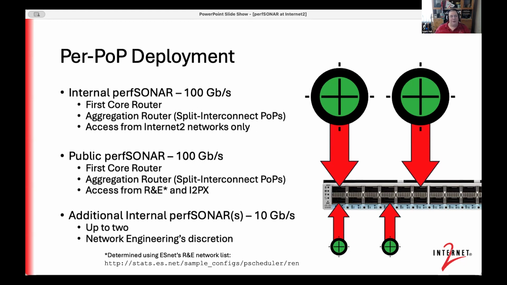Access to those is very limited to select Internet2 networks only, so it is truly internal use. The public perfSONAR node is pretty much the same. It's configured the same way and connected the same way, and access to that is available from RNE and I2PX. Additionally, in each POP, we have up to 2 10 gigabit per second nodes available, and those are placed at network engineering's discretion, as far as where they want it topologically.